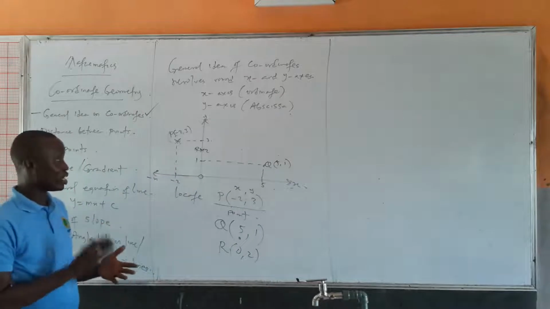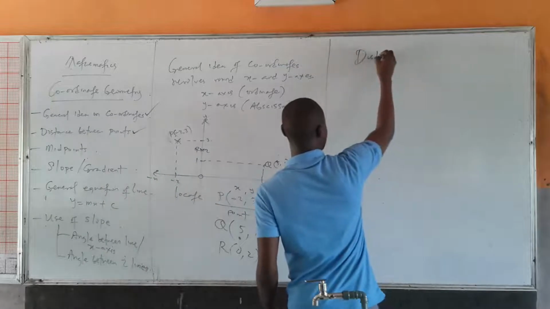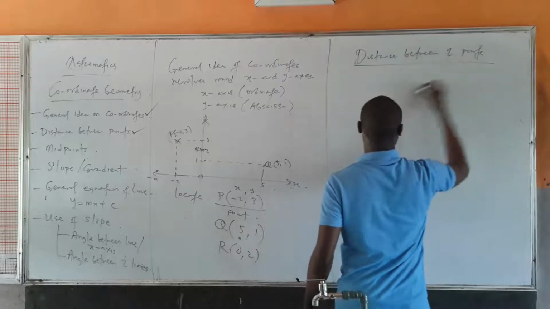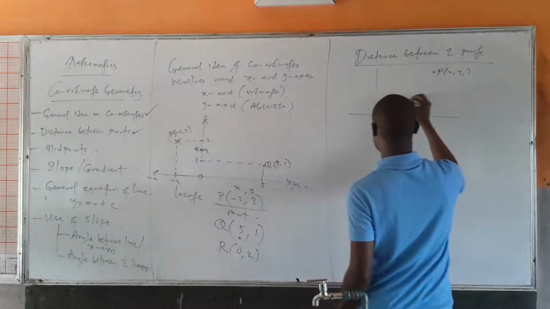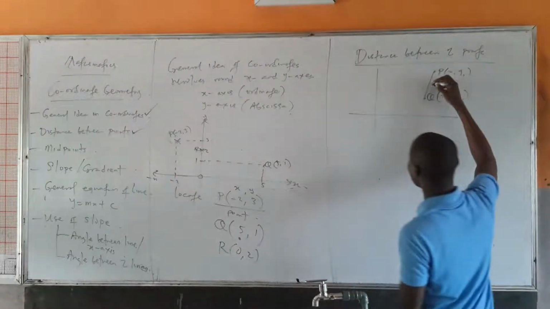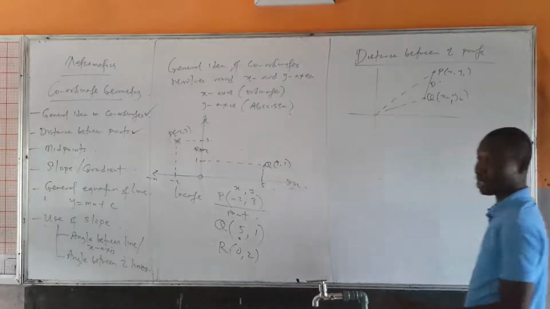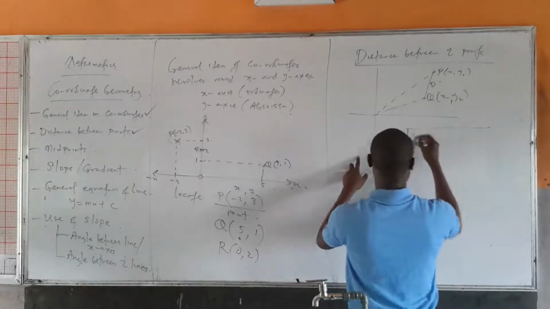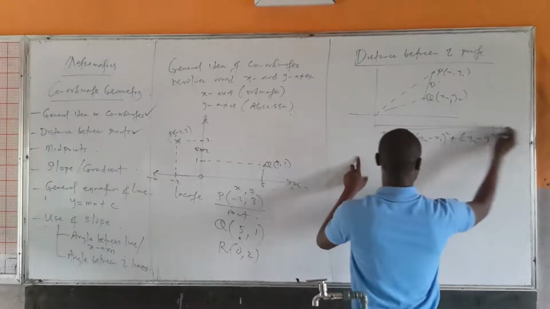A basic usage of the coordinate system is calculating the distance between 2 points. If you have 2 points on the x and y coordinate system, point P, which is x1, y1, and point Q, which is x2, y2, you can use the coordinate system to find the distance d between the 2 points. The distance d is the square root of x2 minus x1 all squared plus y2 minus y1 all squared. That's the distance between the 2 points.